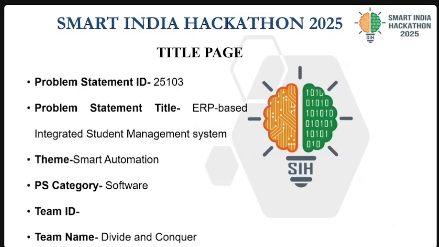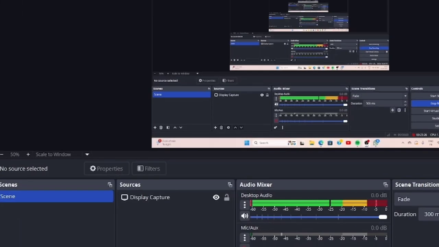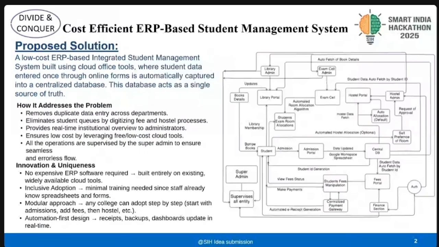ERP-based integrated student management system, problem statement ID 25103. Admissions, fee payment, hostel allotment, and exam records are handled in separate registers. Students have to wait in long lines at different service points, and staff duplicate the same info multiple times, and administration do not have instant access to a complete picture of institutional activities.